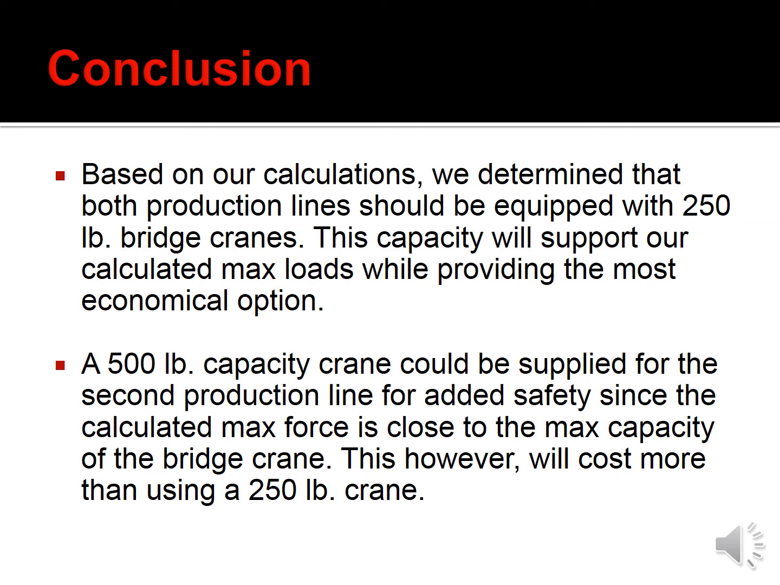Based on our calculations, we determined that both production lines could be equipped with the 250-pound bridge cranes. This capacity would support both the calculated max loads while providing the most economical option. However, a 500-pound capacity crane could be used for the second production line as the max force was relatively close to the capacity of a 250-pound crane. However, this would cost more than using a 250-pound crane.